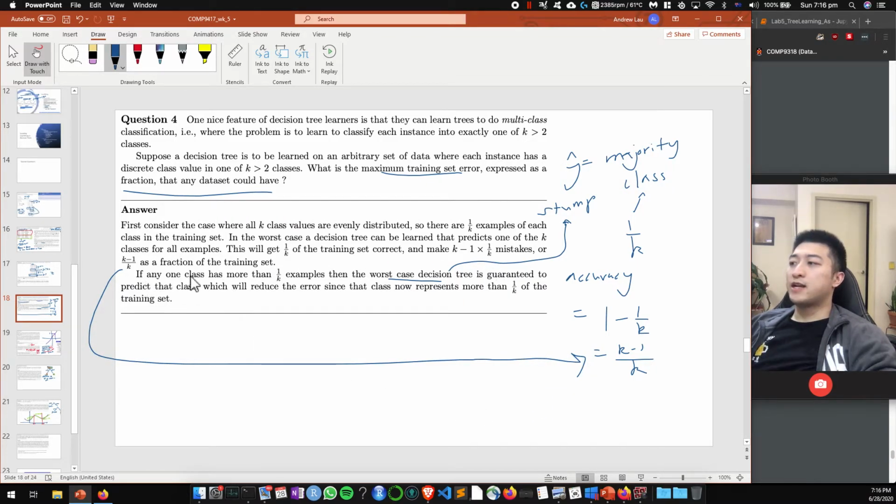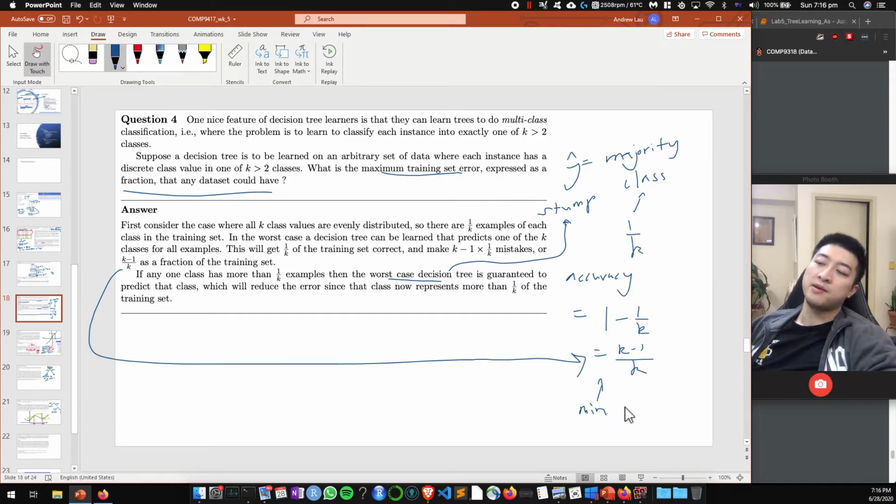Now, if any one class is more than 1 in k examples, then that worst decision tree is guaranteed to predict that class, which will mean that the error will reduce. So if any class has more than 1 in k, the error will be less than that. So this will represent a maximum bound on the error, or a minimum level of accuracy, right? If any class is more than 1 in k, that will be the majority class, and the accuracy will be greater than this. This represents a bound based on the logic in this last line here.